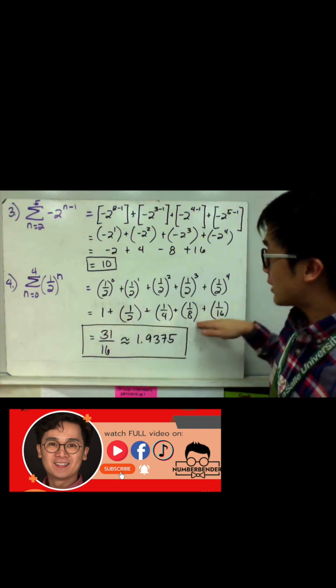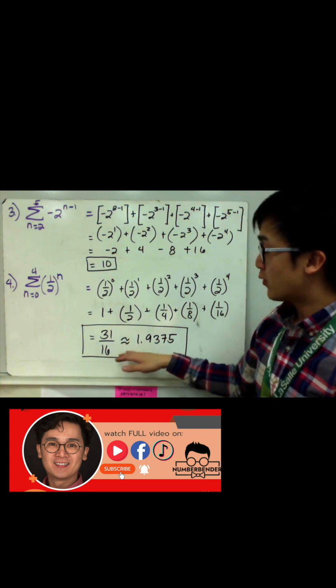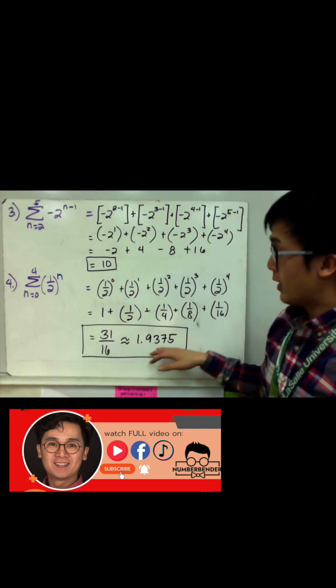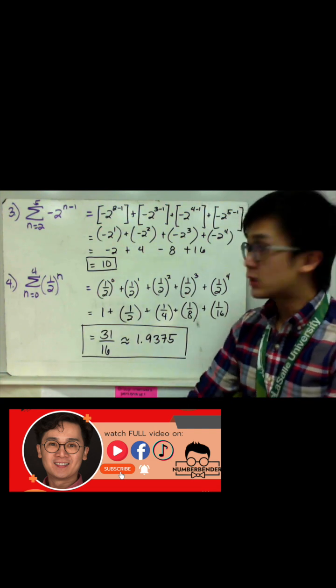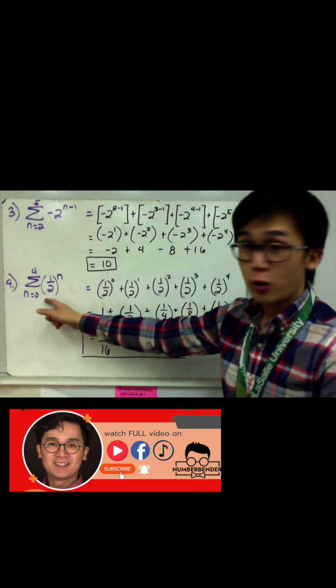Now, add your fractions, and it will give you 31 over 16. At kapag sinimplify nyo pa siya further, it will equal to 1.9375. And that's how you evaluate summation notation, by performing these operations according to your function.